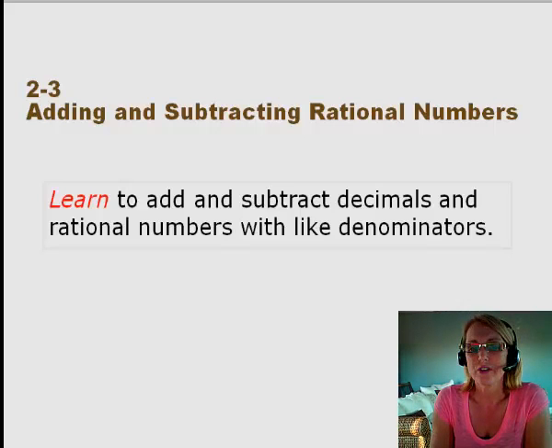Welcome to Chapter 2, Section 3, Adding and Subtracting Rational Numbers. Our goal in this unit is to add and subtract decimals and rational numbers, fractions, with like denominators.